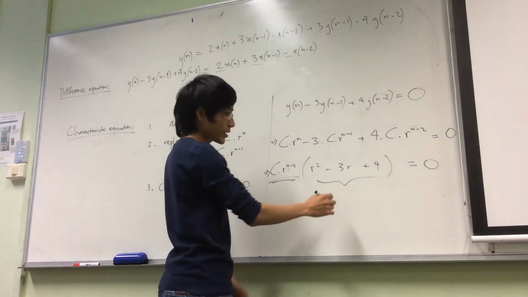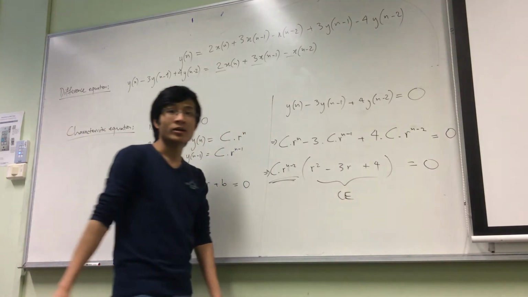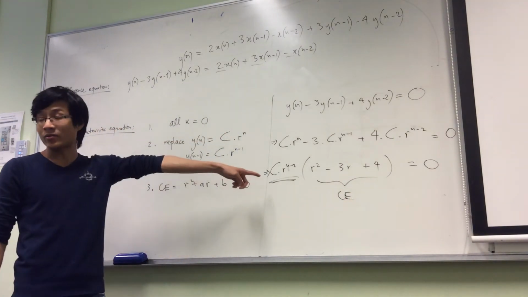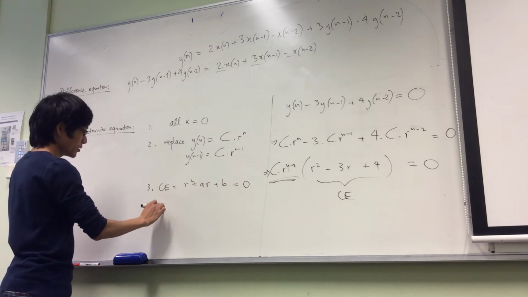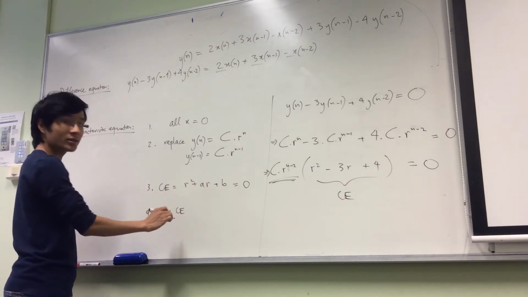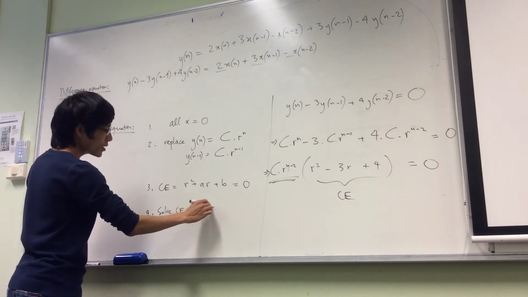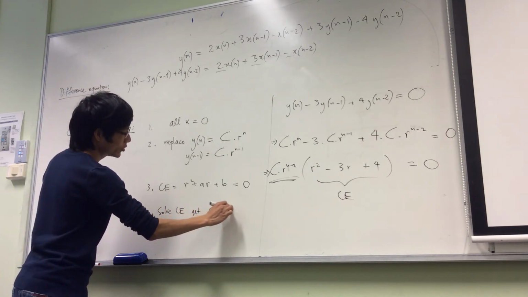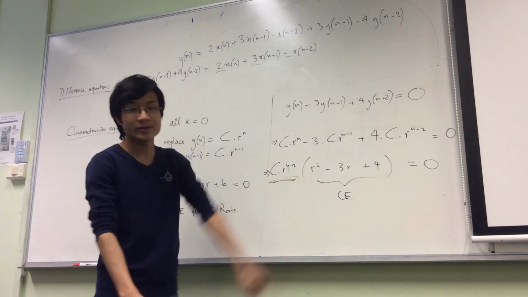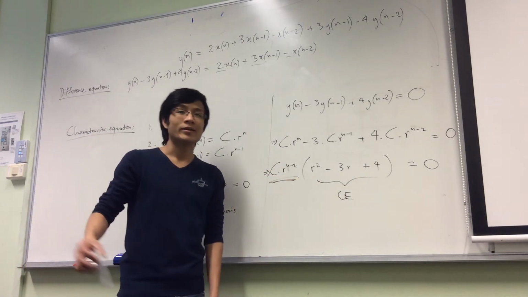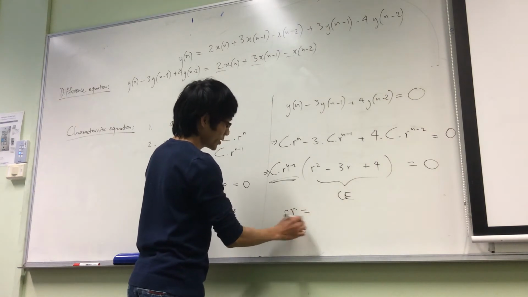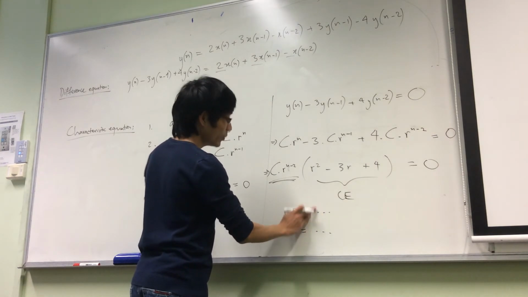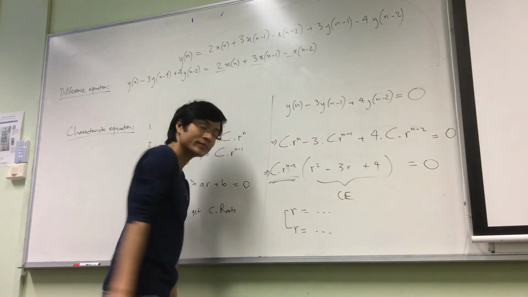Now this one is called the characteristic equation, and the roots of that equation are called characteristic roots. So you solve for this to get the characteristic roots. Can you solve that by using a calculator? So you get r equal to something and r equal to something. They can be complex as well, it doesn't matter.